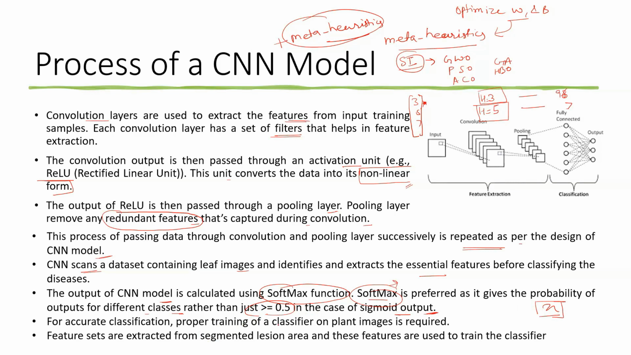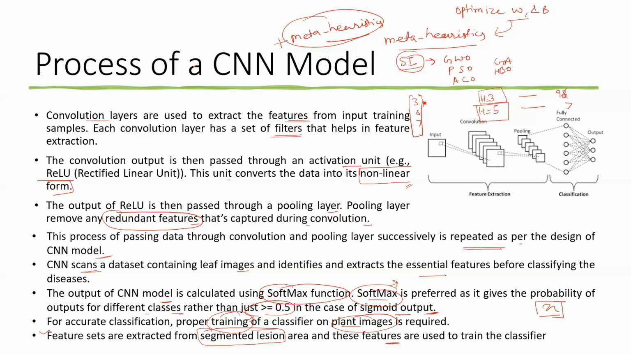So for accurate classification, proper training of a classifier is required. That can be plant images, that can be your medical images. So training is very important. Proper training is required, and then features you can extract from segmented lesions, and these segmented lesions are part of pre-processing. Sometimes we apply lots of training, but the accuracy is not very high. Why I mention this at the end is because in pre-processing, the segmented lesion is not identified.